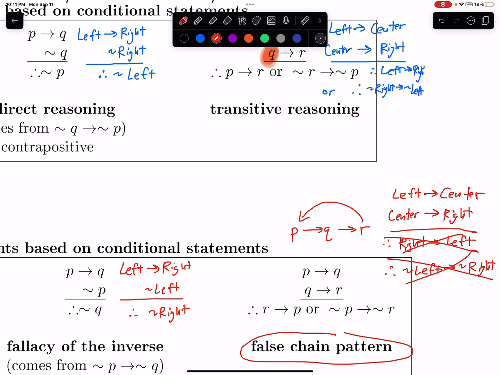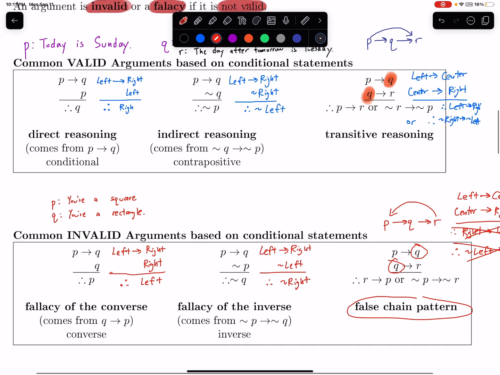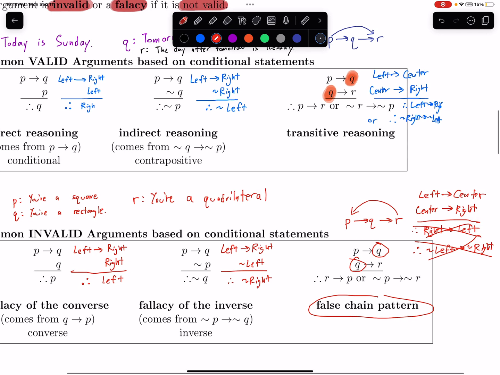Another way to get a false chain is what I mentioned earlier, and that's when the center things don't match up. Okay, what would this look like in context? So let's add a third statement. Q, you're a rectangle, and if you're a rectangle, then you're a quadrilateral, right? Quadrilateral is a shape with four sides. Okay, so what would that look like here in context?